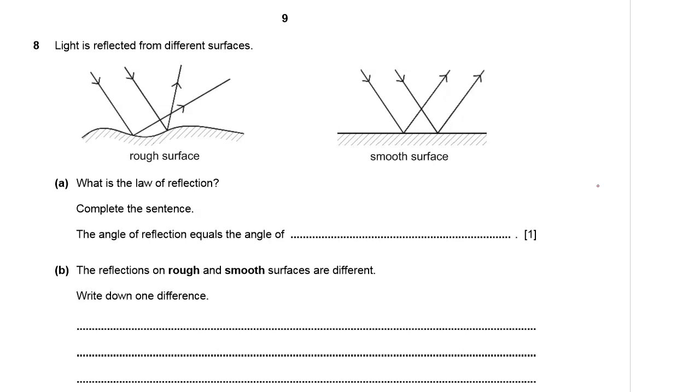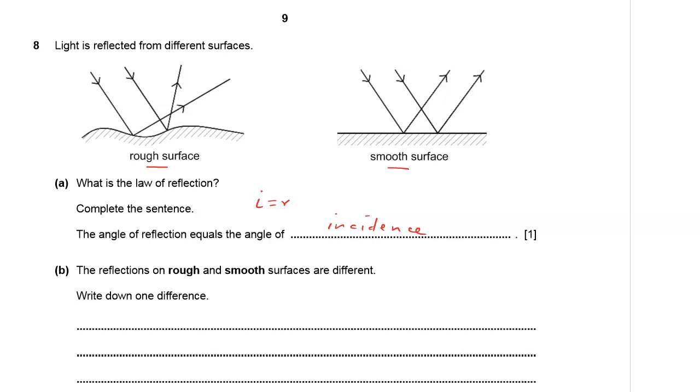Question 8. Light is reflected from different surfaces. We have a rough surface here, and we have a smooth surface. What is the law of reflection? Complete the sentence. Of course, the law of reflection is I is equal to R. Angle of incidence is equal to angle of reflection. And the sentence here is the angle of reflection equals the angle of incidence. I is equal to R.